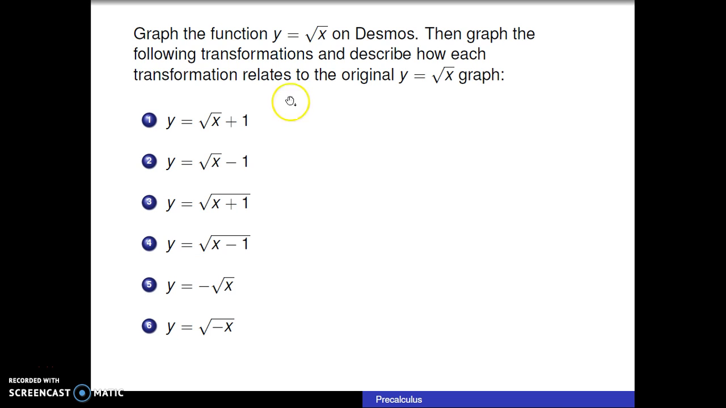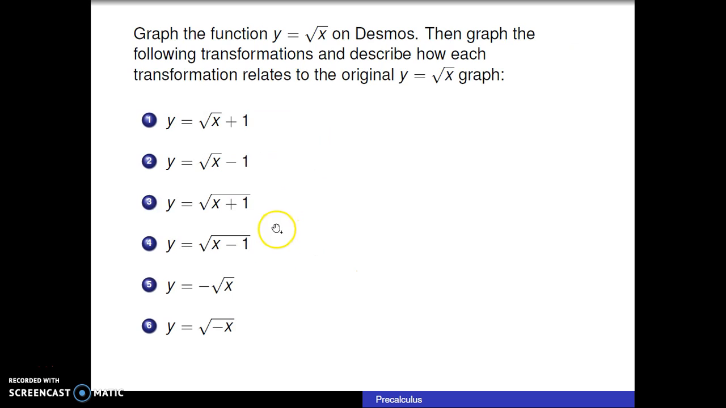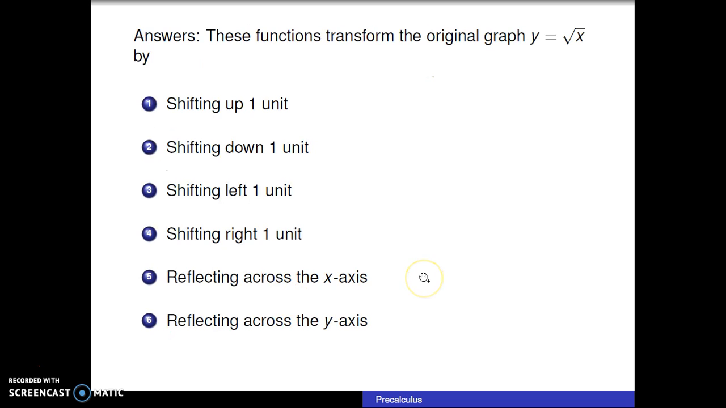Okay, so let's take a look at these. This y equals square root of x plus 1 is related to this y equals square root of x graph by just shifting up 1. The next one was a shift down 1. These next two were a shift left and right 1. And the last two were reflecting across the x-axis and y-axis.